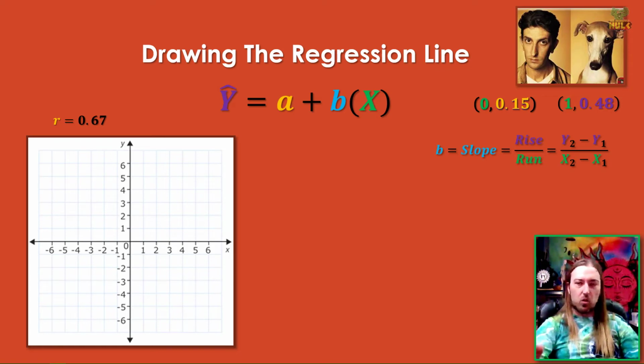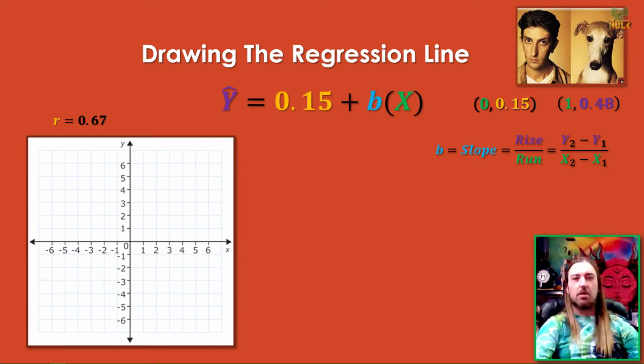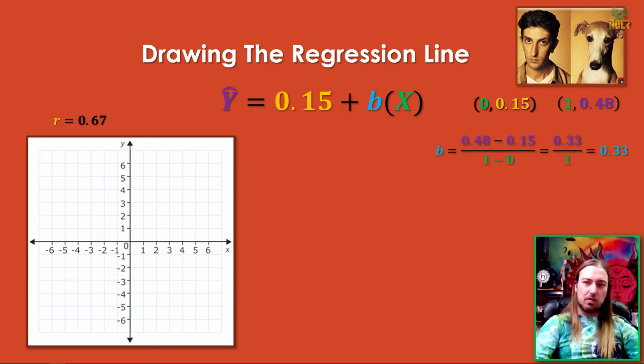Notice I color coordinated that there to show you that the first y value in those coordinates, because x is 0, that's our y-intercept. So we already have that, right? That's easy. We can plug it in, leave it there in our equation. Now we need to plug in these x and y values into the slope formula and get b, right, our slope. So we can plug those in. The second of the y values minus the first of the y values, so 0.48 minus 0.15 gives you a 0.33.